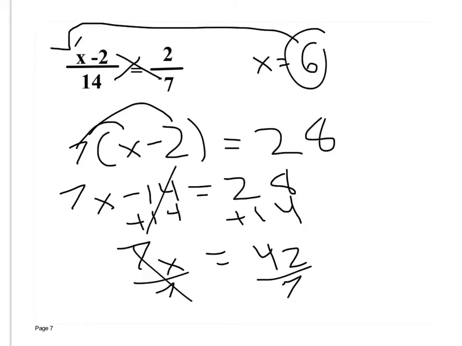Now, if we did something wrong, 42 divided by 7, we got 7. Just say we messed up. 7 minus 2 is 5. 5 over 14, right? That wouldn't be equal to 2 over 7, so I must have done something wrong. That's why we check our work.